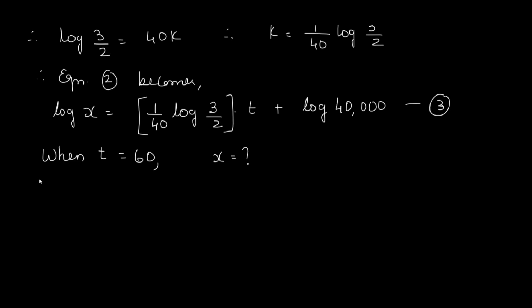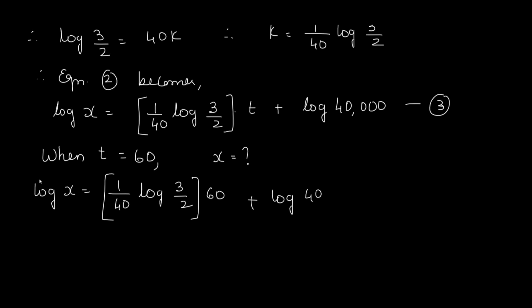So we put this data, t is equal to 60, in equation 3. We have log x is equal to 1 upon 40 log 3 by 2 into 60, plus log 40,000. T is 60, so into 60 over here, it is not a power. Now 40 upon 60, these two zeros cancel out, and 6 upon 4 gives us 3 upon 2.